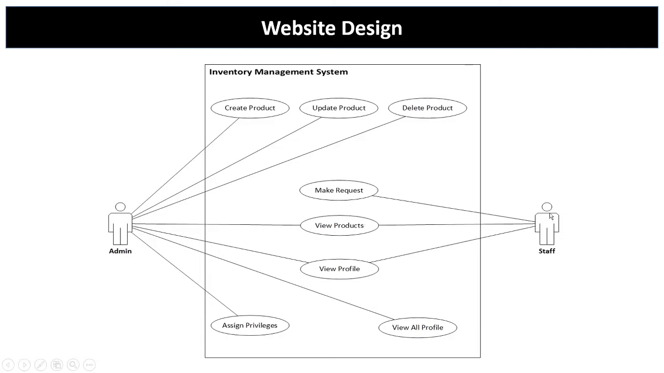A staff over here can view his or her profile. An admin can also view his or her profile. But we can see that an admin can view all profiles. So an admin can view his profile in addition to all the profiles from all the staffs. If there are about 20 staffs within the system, an admin has those privileges to view all those profiles. Now, an admin can also assign privileges to certain users so that they can also either become admins or can perform some kind of functionality within the web application.